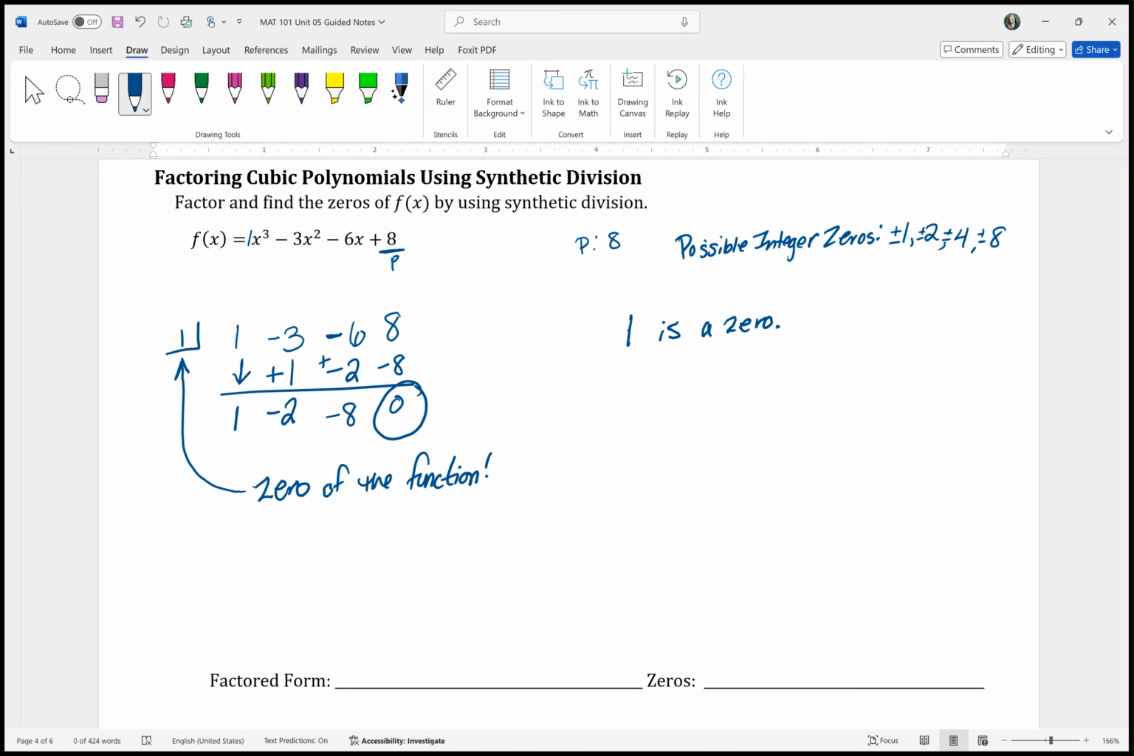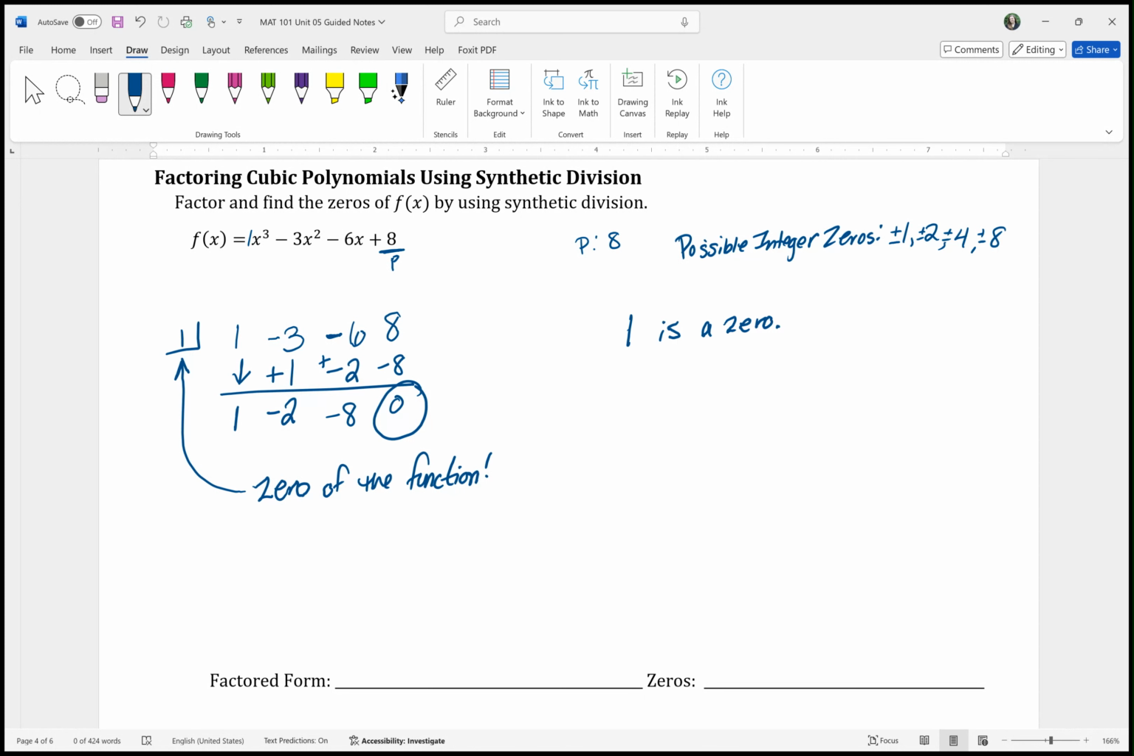I do want to be clear real quick. You are going to stop when you find just one 0, one number that works, one number that gives you a remainder of 0. We are not trying every number in this list. You just want to start with 1. Okay? All right, 1 is a 0.